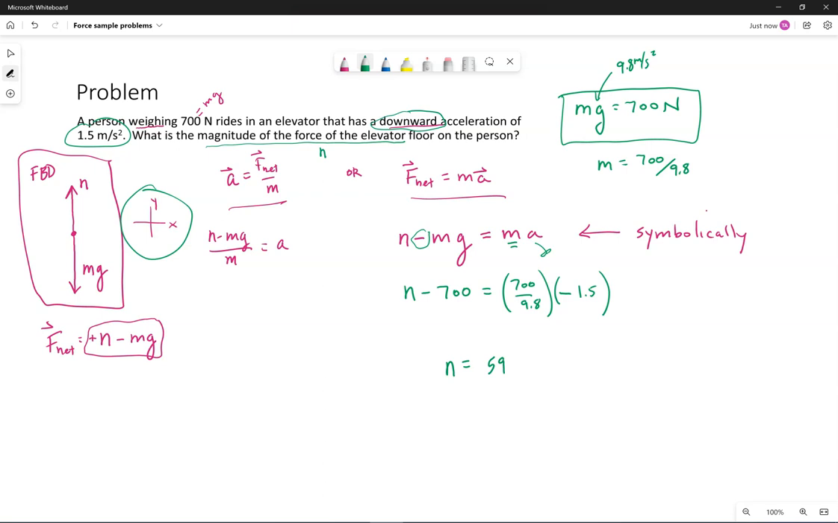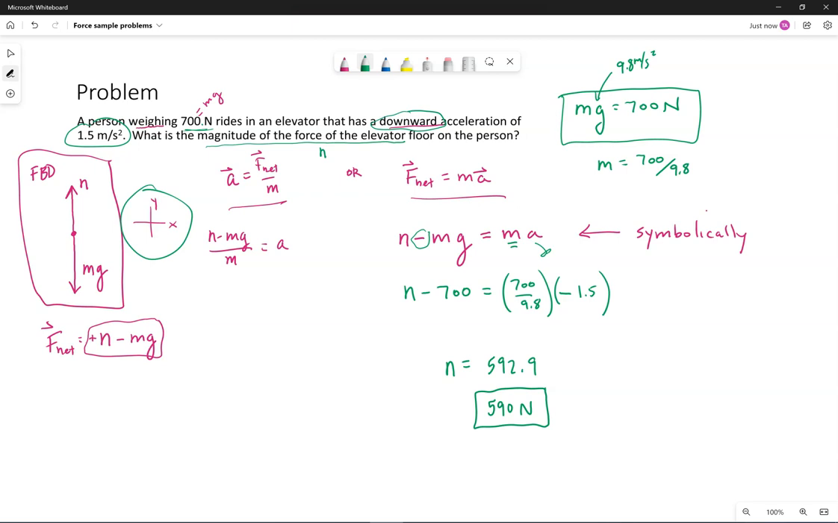I'm getting 592.9. Let's see. I'm going to say that the 700 is exact. I don't know for sure. Technically, we would want the decimal place. The 1.5 for sure is 2 sig figs. So 590 newtons is how hard the elevator floor is pushing up on this person.